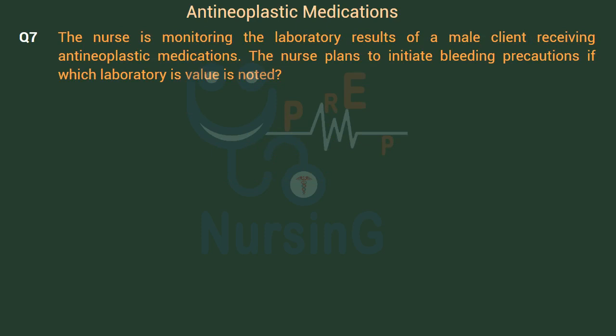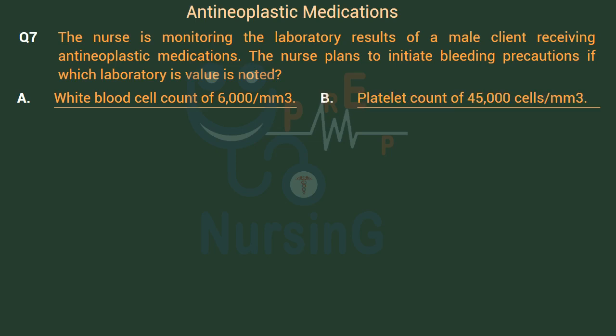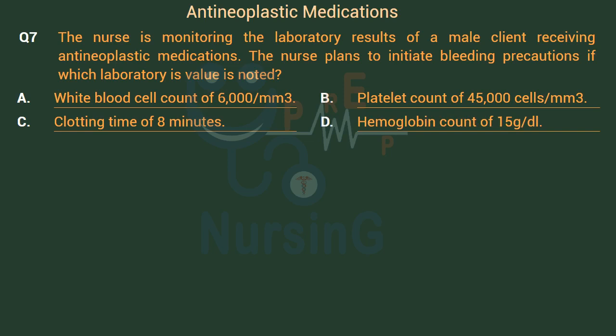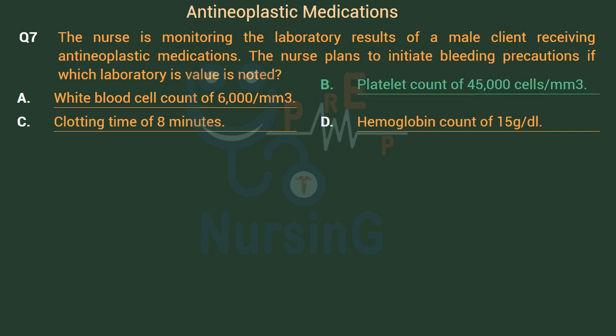The nurse is monitoring the laboratory results of a male client receiving antineoplastic medications. The nurse plans to initiate bleeding precautions if which laboratory value is noted? Option A. White blood cell count of 6,000/mm3. Option B. Platelet count of 45,000 cells/mm3. Option C. Clotting time of 8 minutes. Option D. Hemoglobin count of 15 grams/dL. Right answer is Option B.